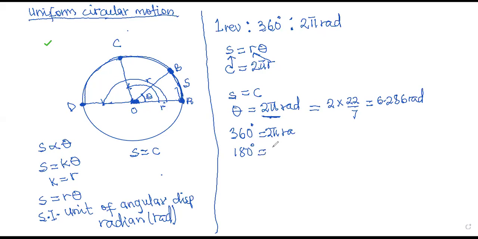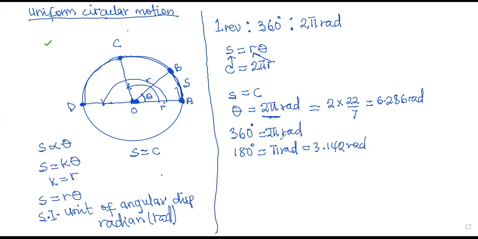Now, if 360 degrees is equal to 2 pi radian, then of course 180 degrees would also be equal to pi radian, which is 3.142 radian. You can do that for 90, which we did, 45, 30 degrees, 60 degrees, 15 degrees. So this is what would help you in changing angular measurement from degree to radian.